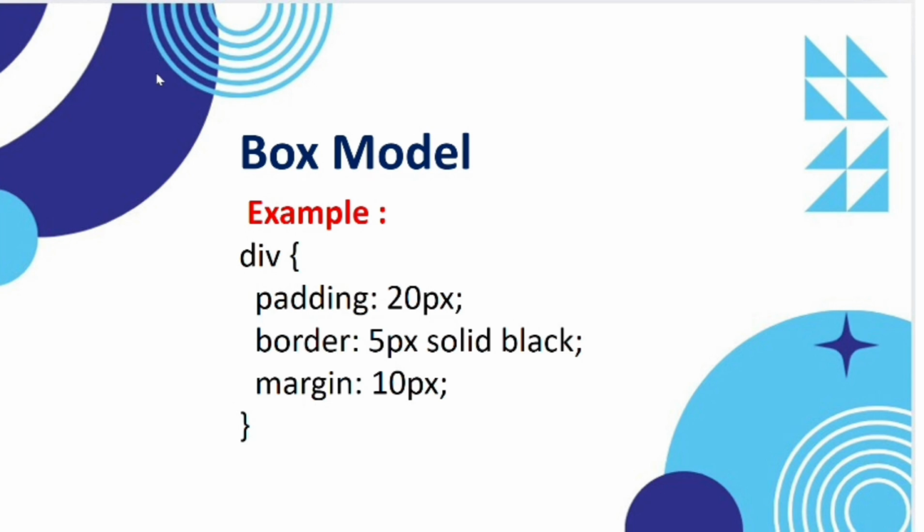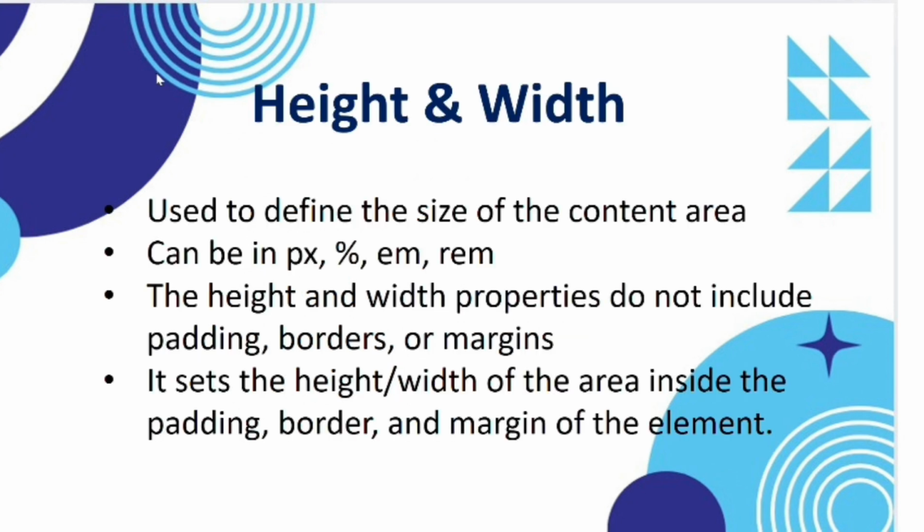Now let's move into another interesting topic, which is height and width. These properties only affect the content area. They don't include padding, borders or margins. So when you see set width 200 pixel, that's 200 pixel for just the content. You can use pixel for fixed values, percentile to relate to parent, EM or REM as scalable units.